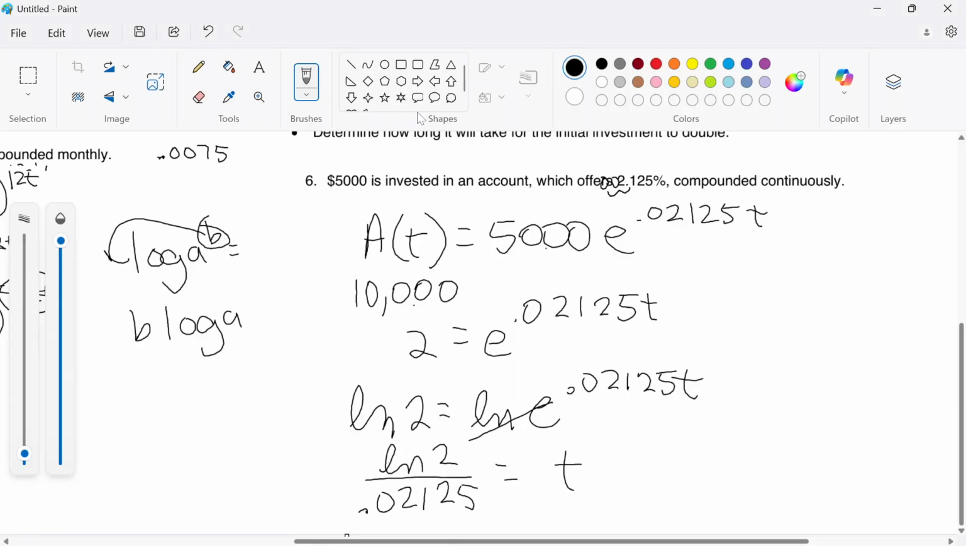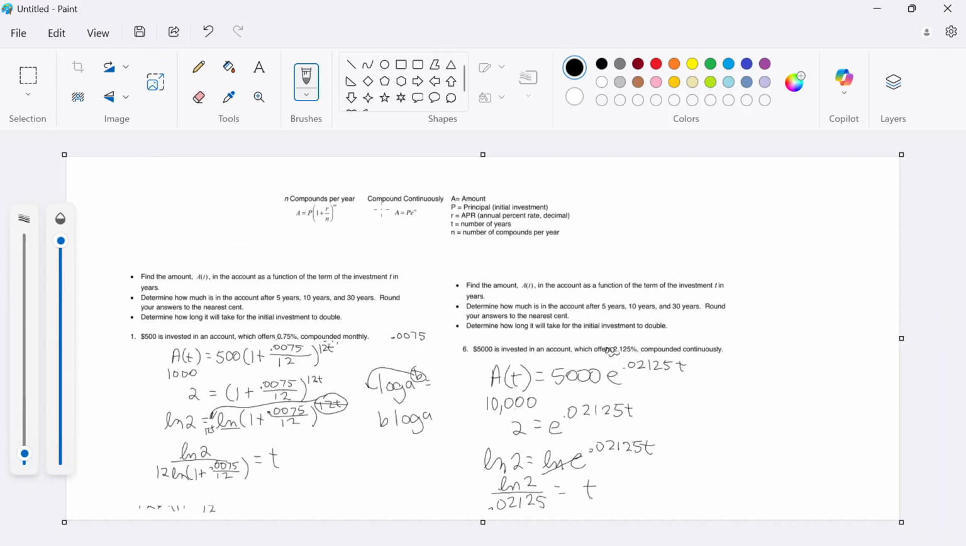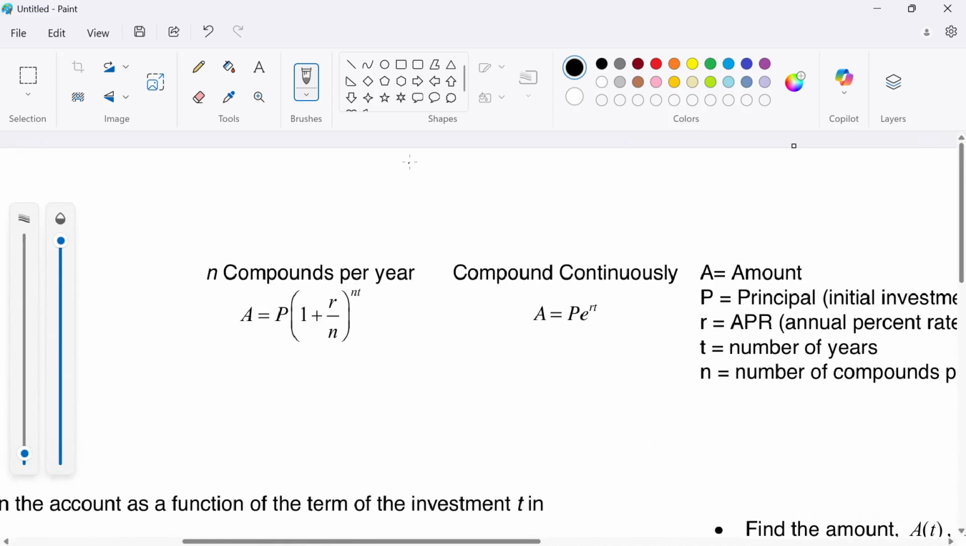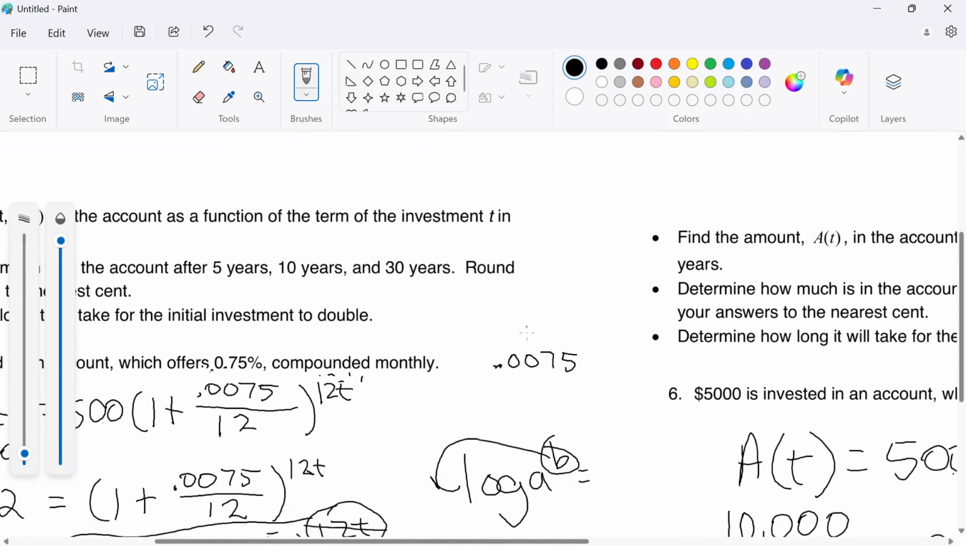So there's 2 different questions, one for some number of periods that's not continuous, in this case it was 12, and one for continuously compounded interest. If you want to see it again, be kind, rewind, and watch it again.